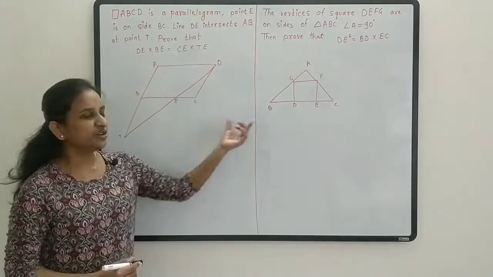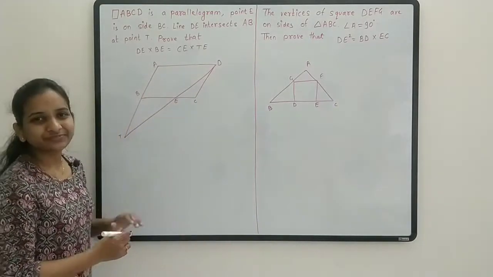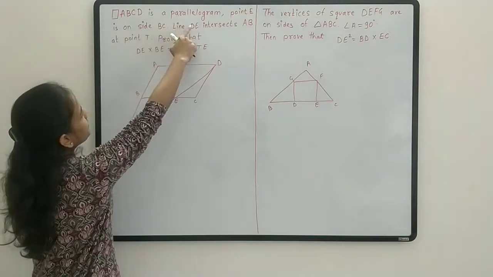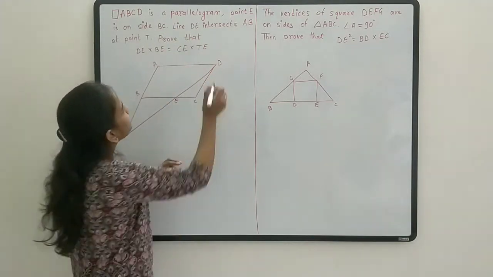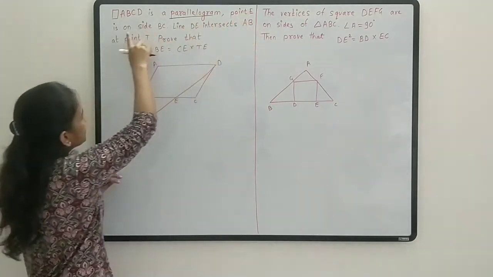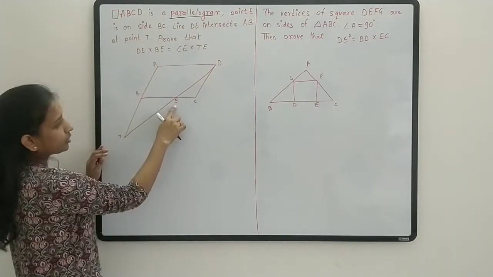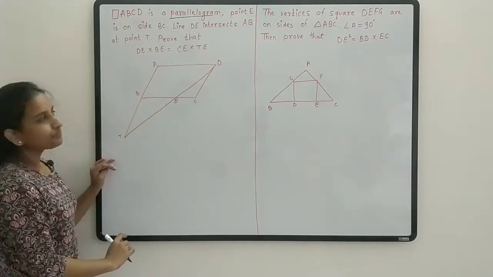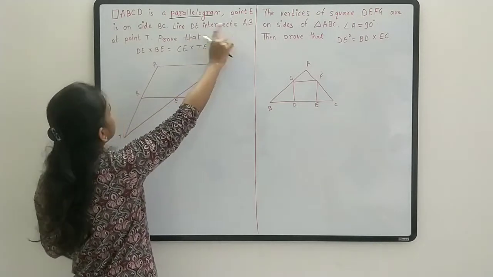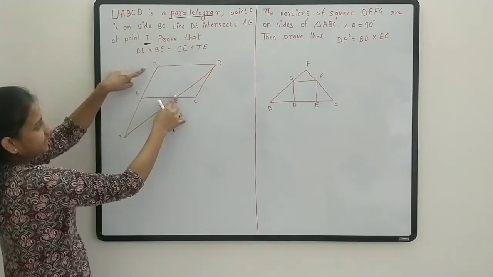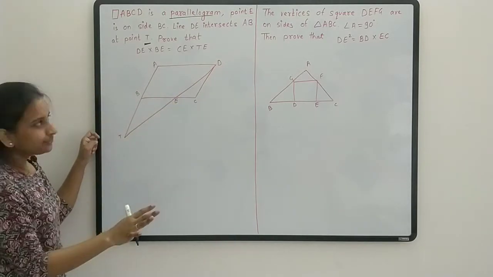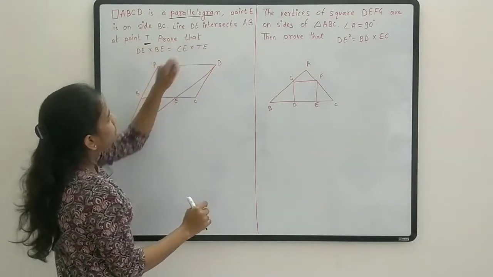Now let's solve a little more difficult problems. Here I have taken two problems. Let's solve this first. Okay. ABCD is a parallelogram. Fine. What is next? Point E is on side BC. Line DE intersects AB at point T. Fine. Now, then we have to prove this.